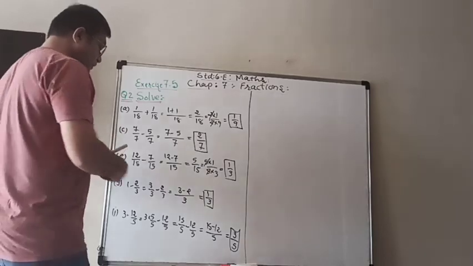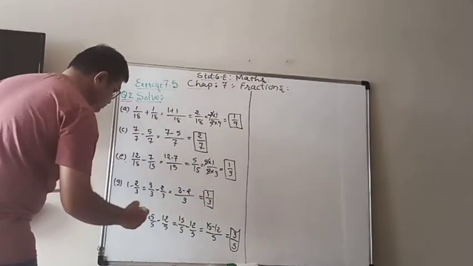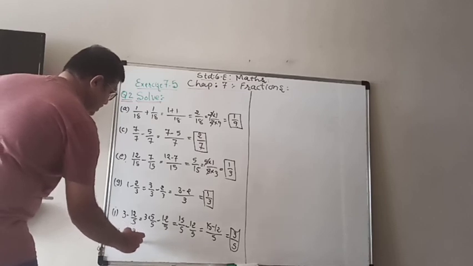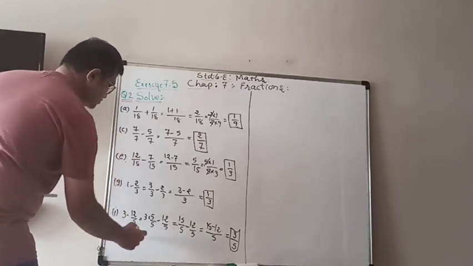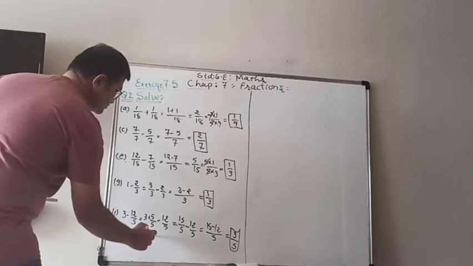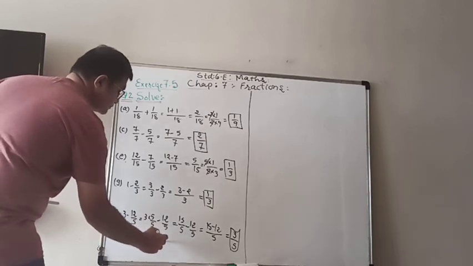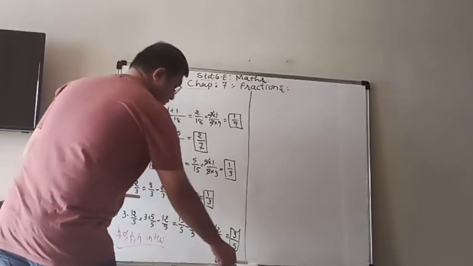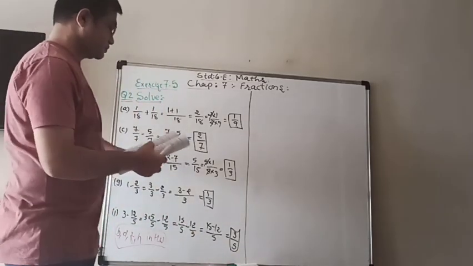So now the remaining B, E, F and H are for homework. So it is very easy.